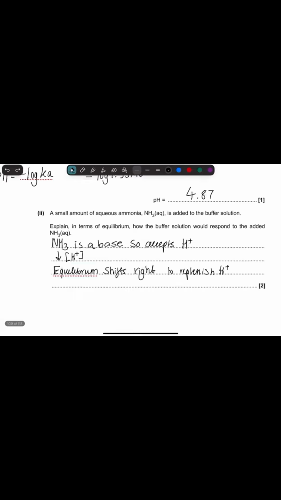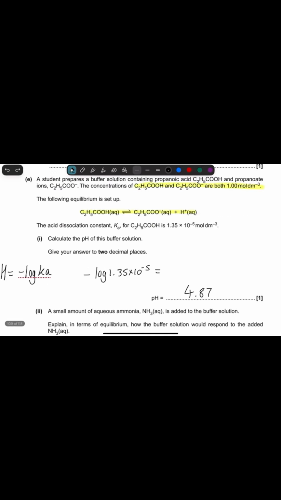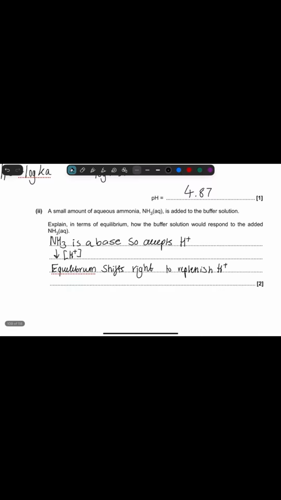Now, a buffer resists small changes in pH when we add an acid or a base, right? And ammonia is a base. Cool. We should just know that off the jump. And I'm going to write that into my answer. Cool. Bases accept protons. Calm. So that means that our concentration of the H plus ions is going to go down here, right? Cool. If that goes down, then our equilibrium is going to shift to the right to replenish those protons, meaning that we can put that in our answer, get our second mark.